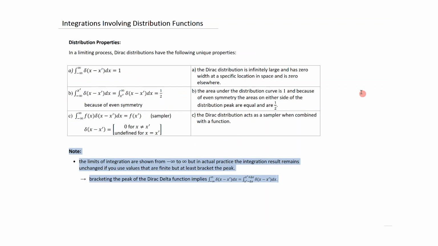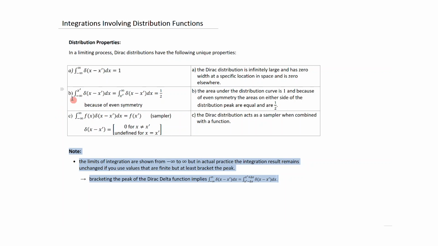All right, so some properties of the Dirac delta functions, and because it's a limiting process, 3 particular examples. If we take a delta function with argument x minus x prime, dx, integrate between the upper limit and lower limit of infinity and minus infinity respectively, you always get a value equal to 1. This is a property of the Dirac delta function. So it basically is infinitely large and 0 width at a specific location in space, 0 elsewhere. So at x equals x prime is where the Dirac delta function basically becomes undefined.